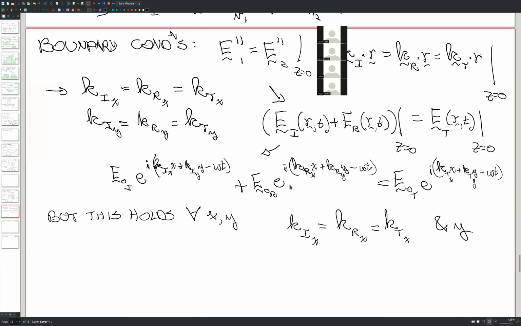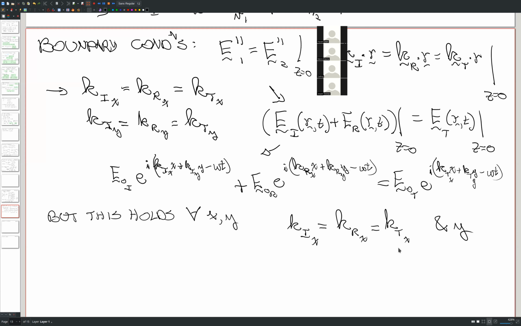So if these vectors are non-zero, then the only way this boundary condition can hold for all points on the boundary, namely for any value of x and y, is if the wave vectors of the incident, reflected, and transmitted waves in the plane coincide.